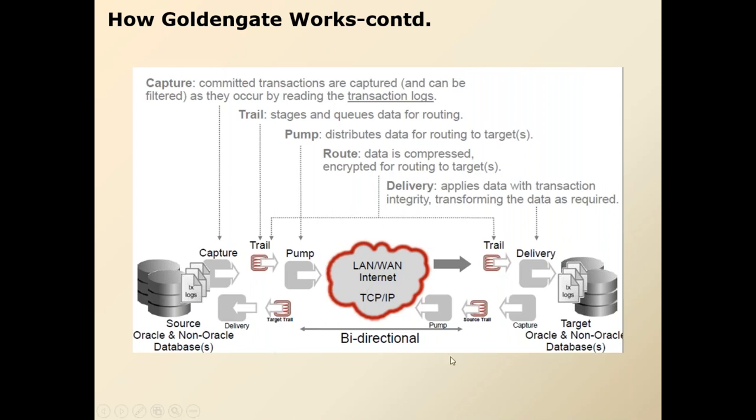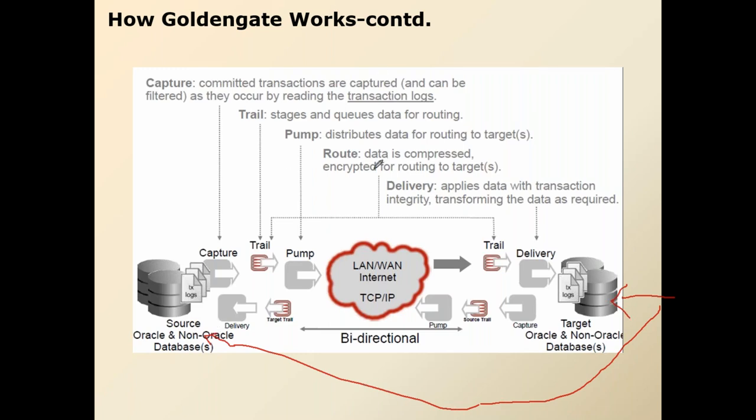Now another thing is GoldenGate works in a bidirectional environment. Bidirectional means both the sites could be live. Application could be connected to site 1 as well as site 2. So whatever transactions are happening on site 1 will be replicated to site 2 using GoldenGate. Similarly, whatever transactions are happening on site 2 will be replicated using GoldenGate to site 1 as well. So GoldenGate is a product which works in a bidirectional environment.